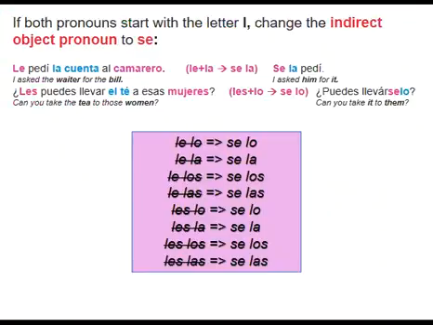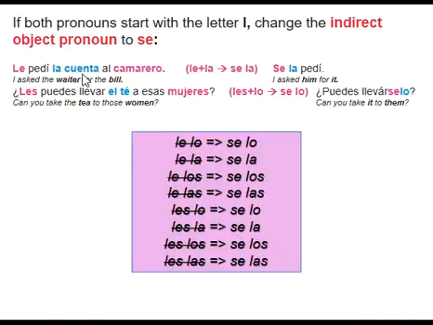Now, we have one little irregularity, okay? If both pronouns start with the letter L, okay, remember that in some cases, in the third person, we have for both the indirect object and the direct object pronouns that start with L. Then we're going to change the first pronoun, the indirect object pronoun, to se. Okay? So let's take a look at our two examples.